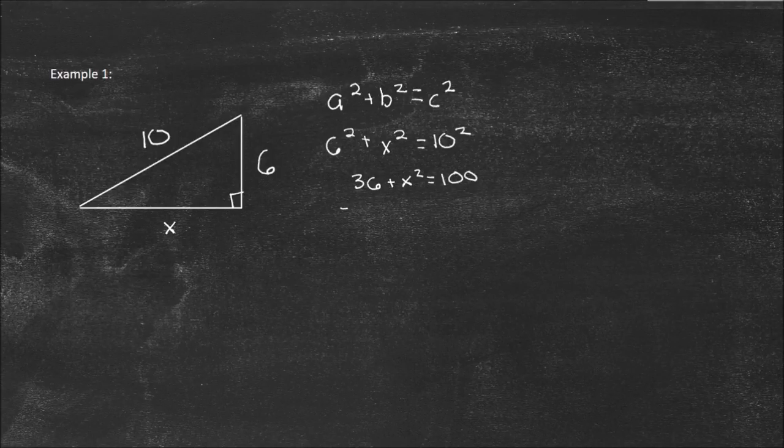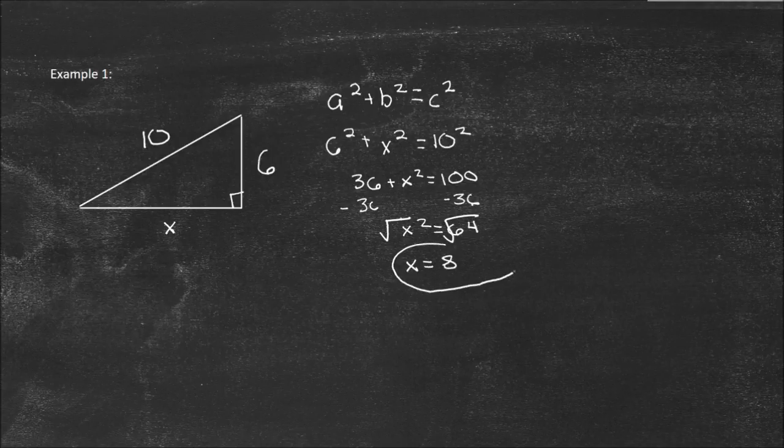I'm going to subtract 36 from both sides. I'm going to get x squared equals 64. And the square root of 64 to get x by itself, x equals 8. So that is a Pythagorean triple. I just did that circle really bad. So the Pythagorean triple would be the 6, 8, 10 triple.